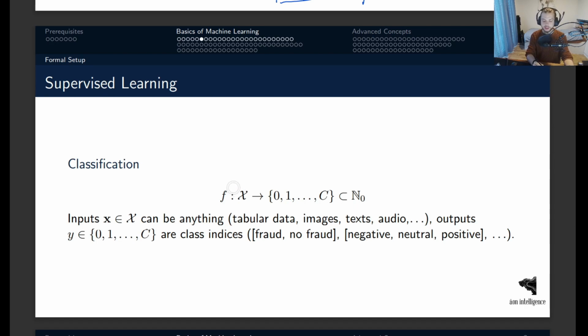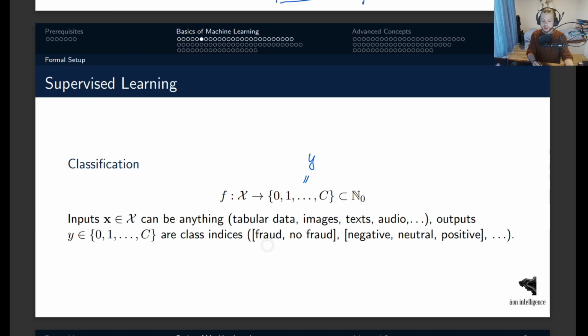Now, recall that in supervised learning, we always try to find a mapping F that maps from some input space to a label space. So this is our Y. And since in this definition we haven't specified the concrete structure of the input space, the input could be anything. It could be tabular data, images, text, audio, anything. And the output labels, Y, they live in an index set. And these indices refer to class indices.